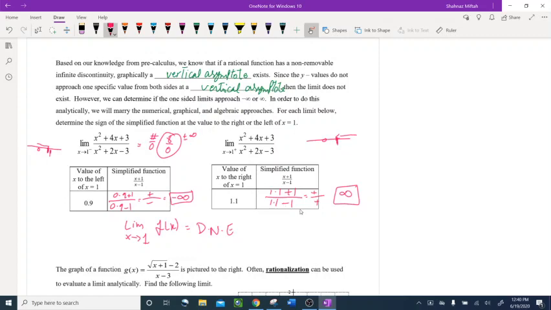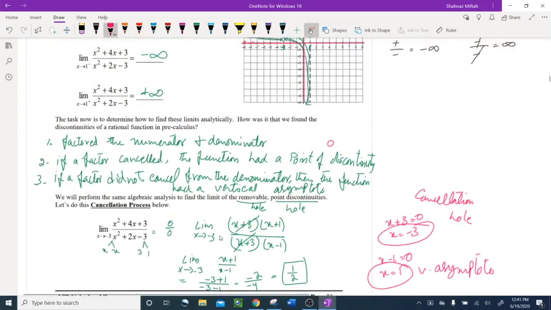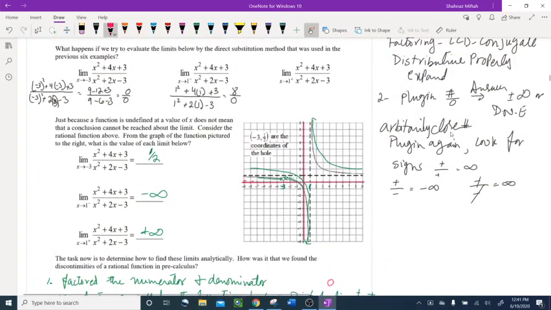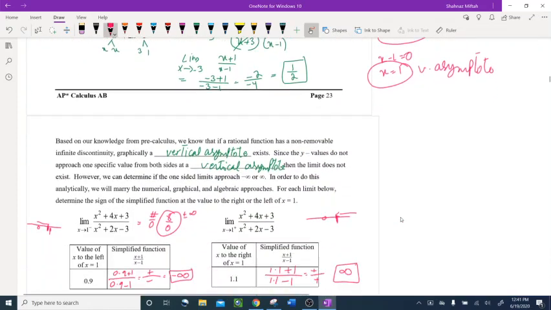Okay. Guys, I'm going to repeat myself one more time. If they mention left and right, give them left and right. If they do not mention left and right, you have to give them left and right. And I said that before. Okay, so arbitrarily close, plug in again, look for the signs, and give them left and right always.